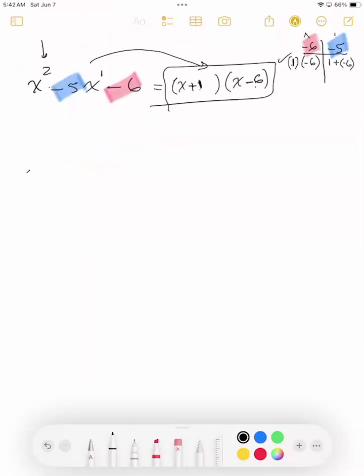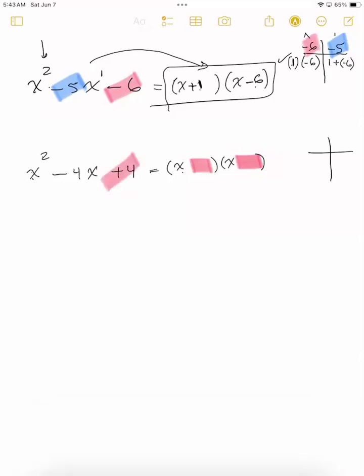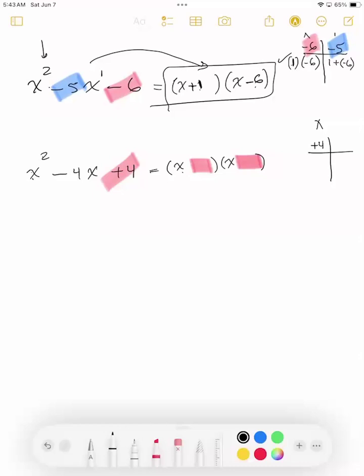Next, let's say we have x to the power 2 minus 4x plus 4. I want to write this as 2 factors. Break x to the power 2 as x and x. I want to know what goes in here. The way it works, I open up a chart. I have a positive 4, and in the middle, I have a negative 4.